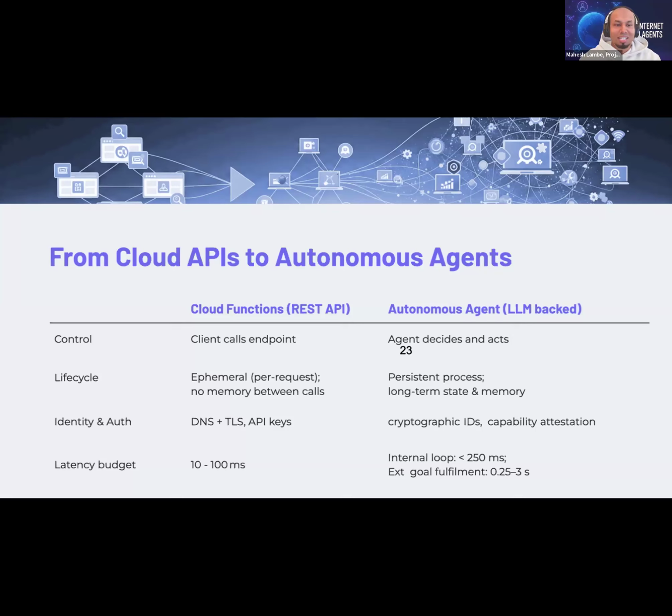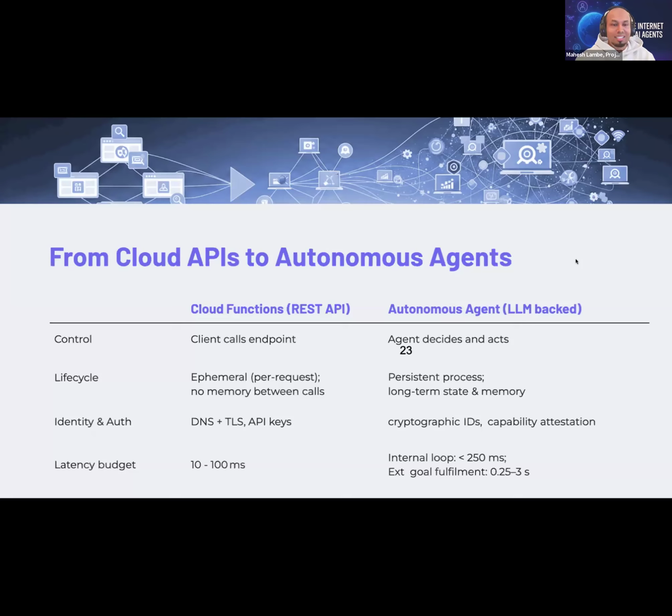The second one is life cycle. Traditional web pages are immutable. REST APIs are stateless. They die after a response. But agents persist. They manage state over time, run event loops, schedule future tasks, and adapt their plans. And the third is identity itself. Today, identity is tied to domains and TLS certs, but agents are mobile. They migrate, they spawn helpers, they scale elastically, and we now need global IDs, verifiable capabilities, and portable trust.